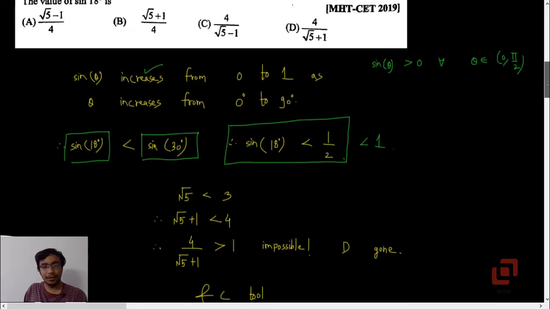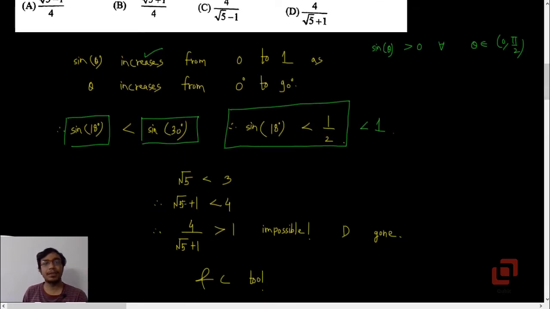First thing is root 5 is less than 3, because 5 is less than 9, so root 5 will be less than 3. Now if you add 1 on both the sides, then root 5 plus 1 will be less than 4. Yes, so if root 5 plus 1 is less than 4, then 4 upon root 5 plus 1 will be greater than 1. Very clear.